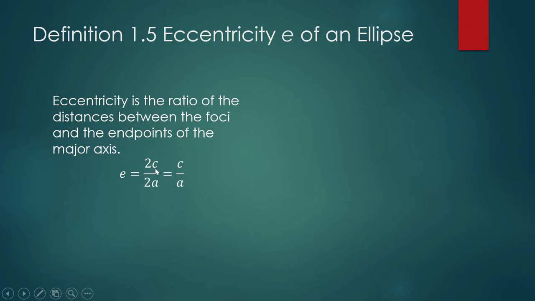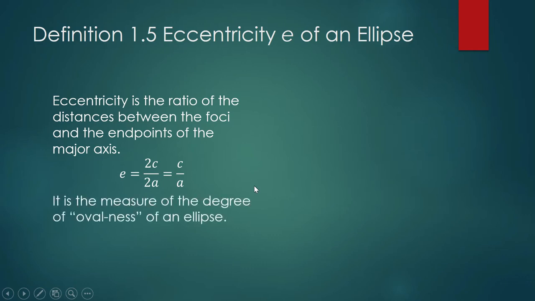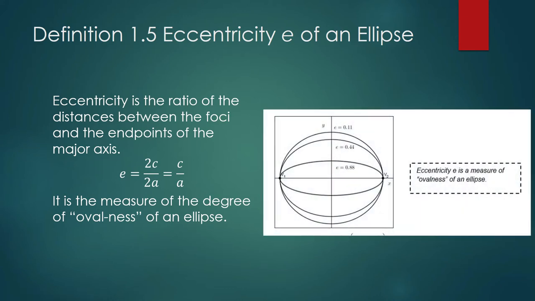C is the distance of one focus from the center. So 2c is the distance between the two foci, and 2a is the length of your major axis. You can simplify that as E is equal to C over A. So it is the measure of the degree of ovalness of an ellipse.